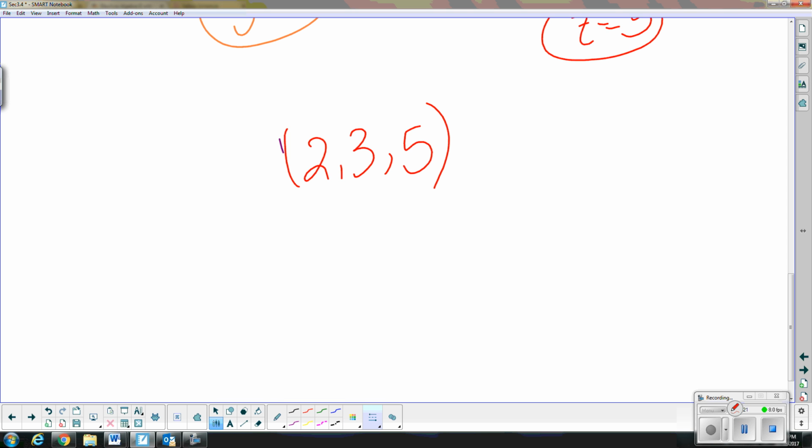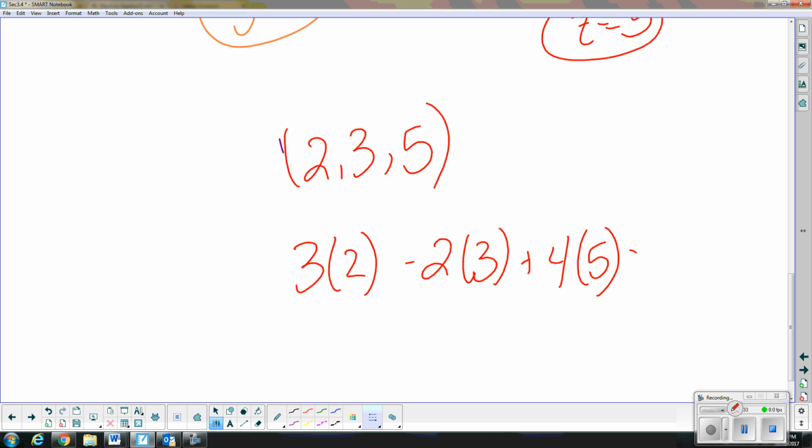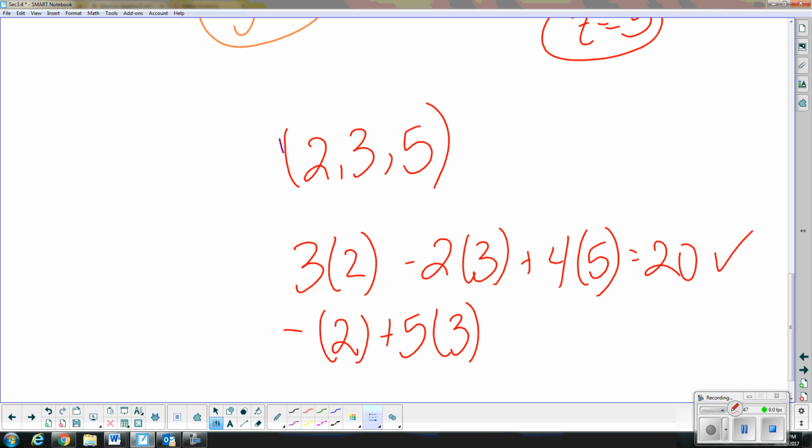Alright, the first equation: 3 times x, which is 2, minus 2 times y, which is 3, plus 4 times 5, that should give you 20. 6 minus 6 plus 20 equals 20. Okay, that works. Second one: negative x, which is 2, plus 5 times y, plus 12 times z equals 73. Negative 2 plus 15, that's 13. 13 plus 12 times 5 is 60.